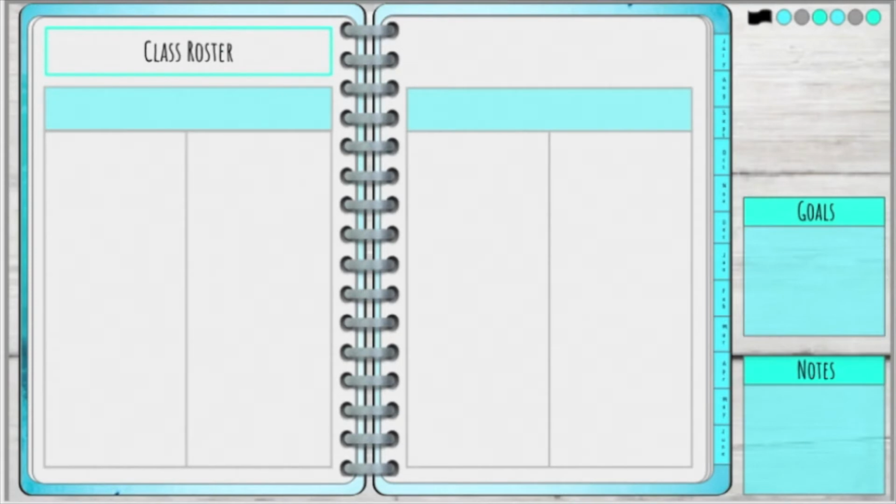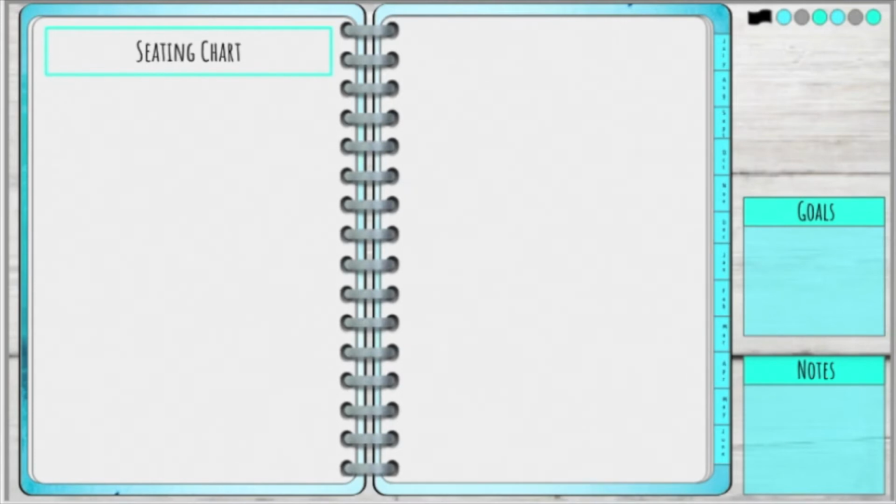Class roster. Class roster is exactly what it sounds like, a place for you to put down what students are in your classes. You can use one column or two depending on the size of the class, but it can help you again with sub-plans and keeping organized.